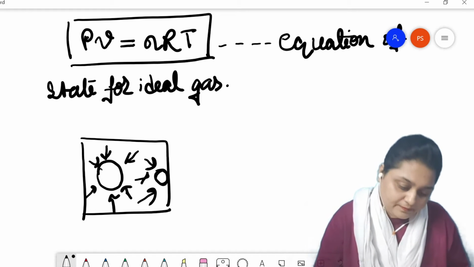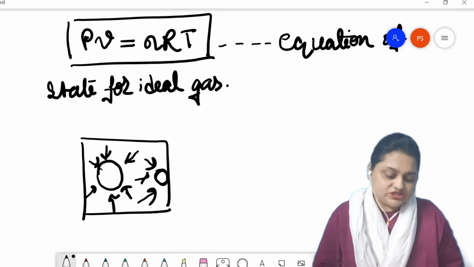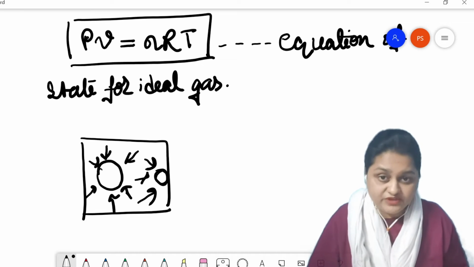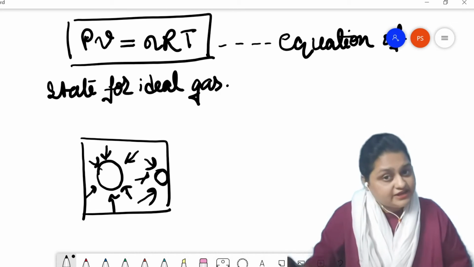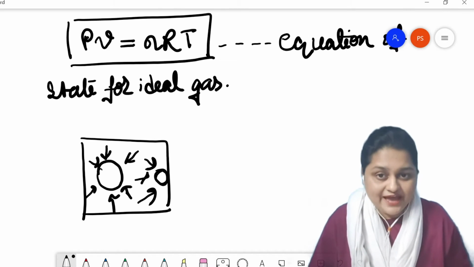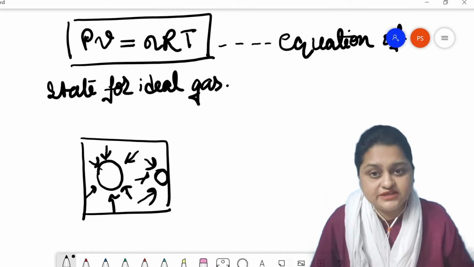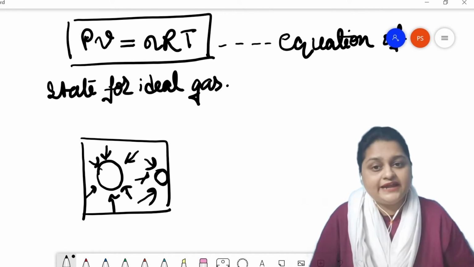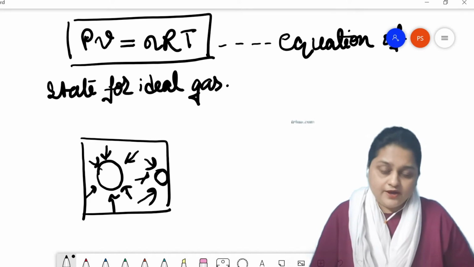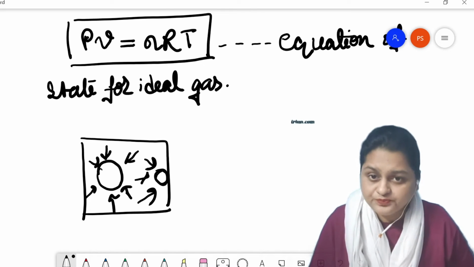Now the volume term in the equation of state is the volume that is available for the free motion of the gas. In the kinetic theory of gas, the constituent particles' volume was neglected, so the entire volume of the container was taken as the volume of the gas, because the entire volume of the container was considered free for the free motion of the particles, which is not true.